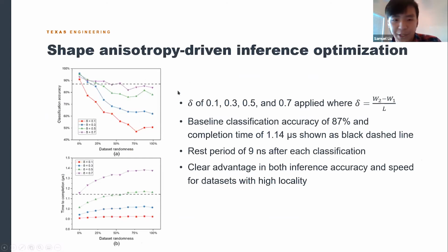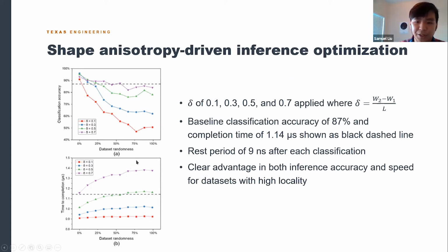So in the first batch of results, in a shape anisotropy-driven reset, inference was done for neurons with varying degrees of delta, which is the physical slope of the trapezoid. The dataset randomness is denoted on the x-axis with classification accuracy and completion time on the y-axis for the top and bottom, respectively. The black dashed line denotes the baseline classification accuracy of 87% at the top figure and completion time of 1.14 microseconds at the bottom figure. So for all 100 examples from the test set.